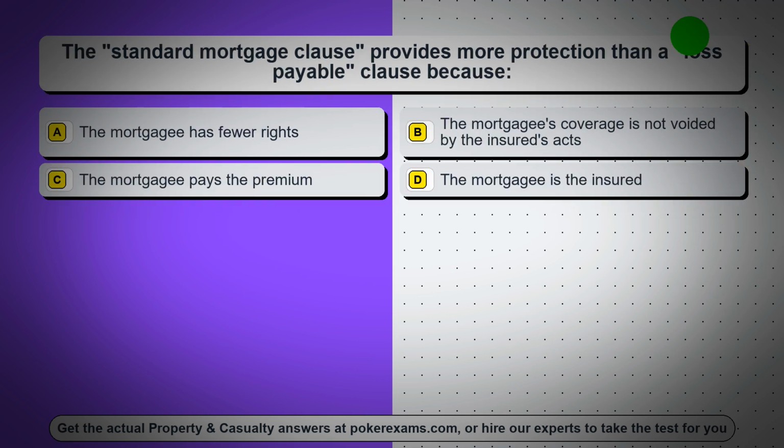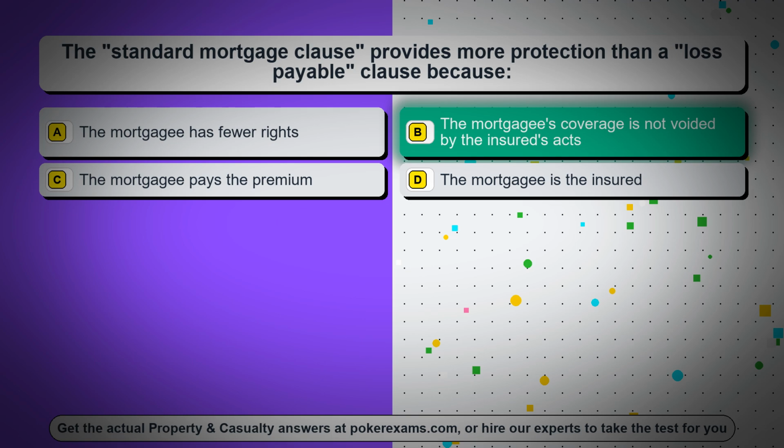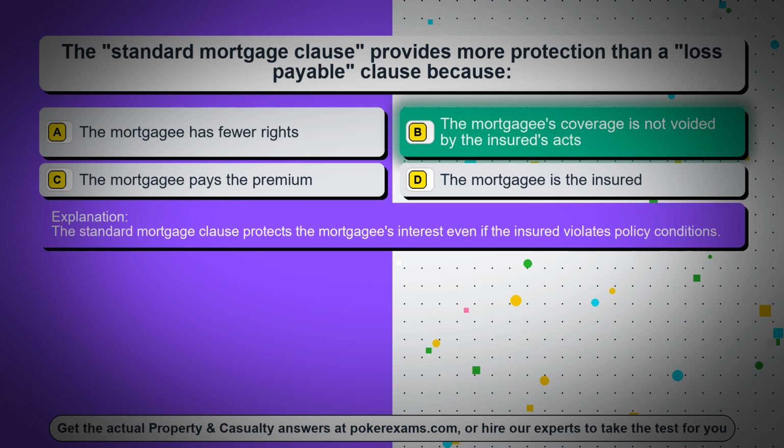Question 60. The standard mortgage clause provides more protection than a loss payable clause because. Option A, the mortgagee has fewer rights. Option B, the mortgagee's coverage is not voided by the insured's acts. Option C, the mortgagee pays the premium. Option D, the mortgagee is the insured. The correct answer is option B, the mortgagee's coverage is not voided by the insured's acts. The standard mortgage clause protects the mortgagee's interest even if the insured violates policy conditions.